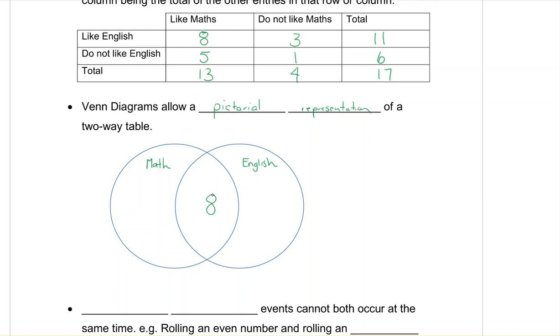The number that goes in here, these are the people who just like math, but they're not the ones that like English as well, just the math. So like the math but not the English is the 5.